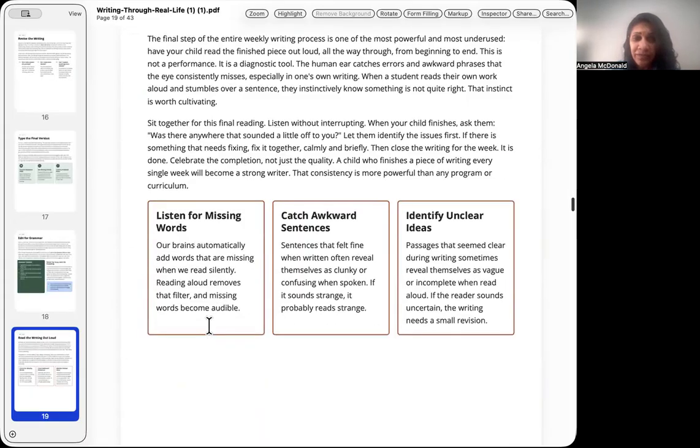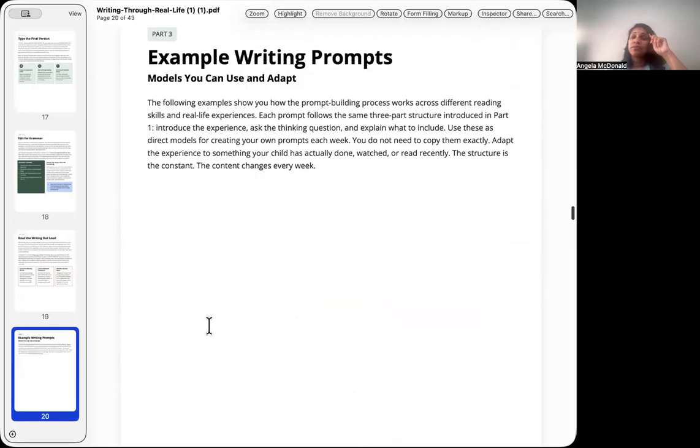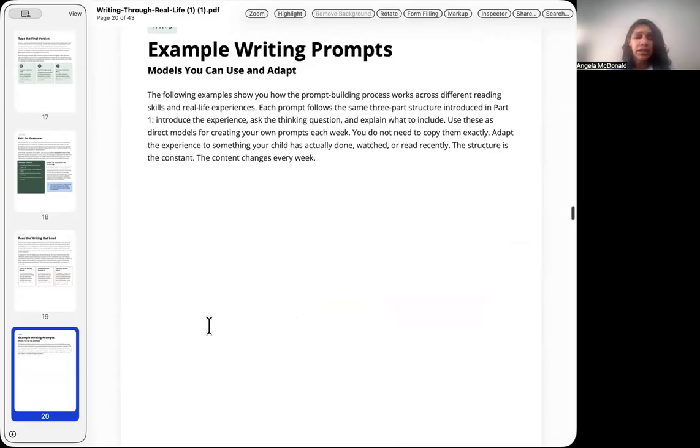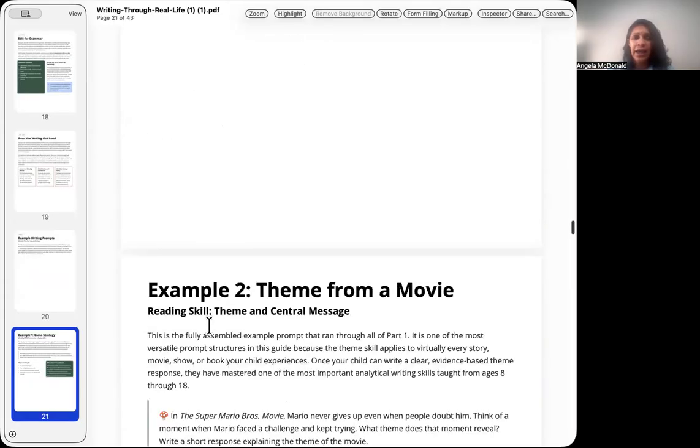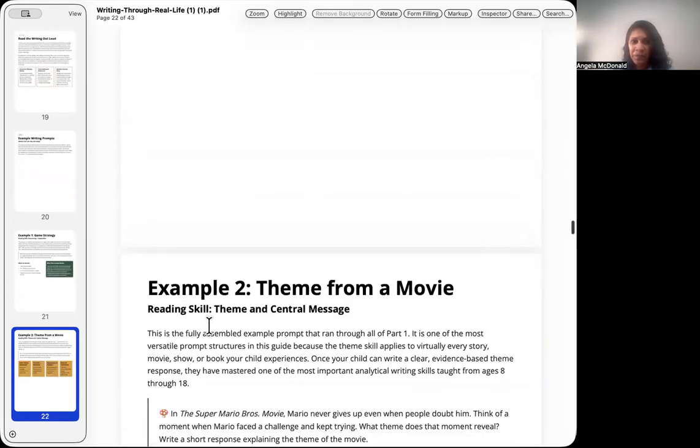But if you're like, you know what, this seems like a lot, I want to do the writing prompts, I don't want to use AI. Every skill in reading that we teach, I have created a prompt for it.